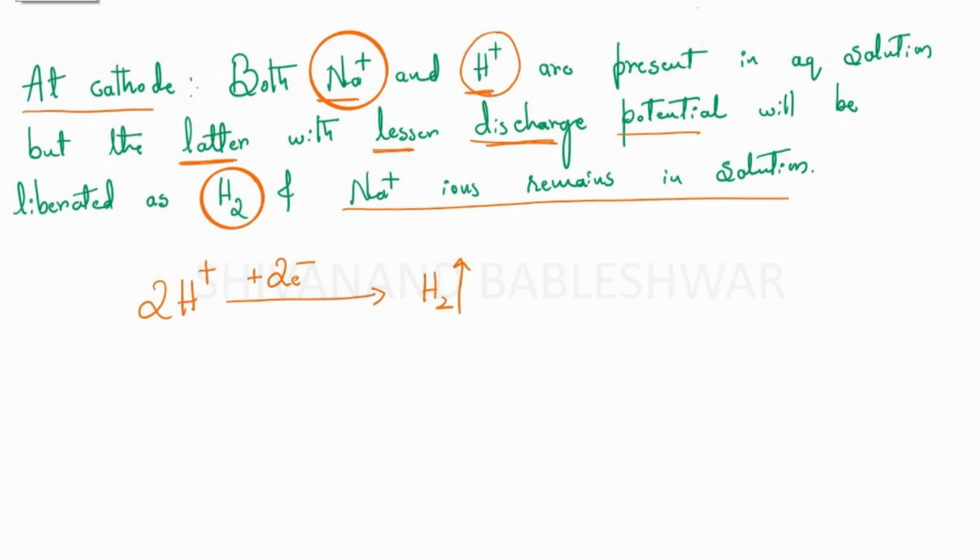And the limitation of Kolbe electrolysis is that methane cannot be prepared by this method. This is the first limitation. And the second limitation is that only alkanes with an even number of carbon atoms can be obtained by this Kolbe electrolysis method. Is it clear, students?